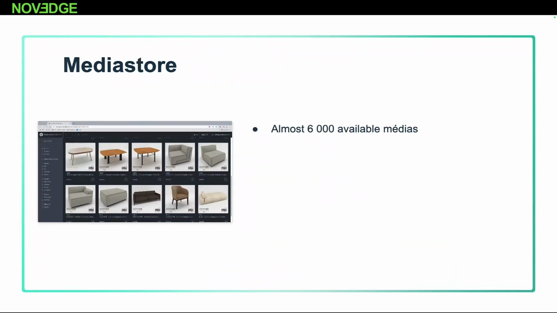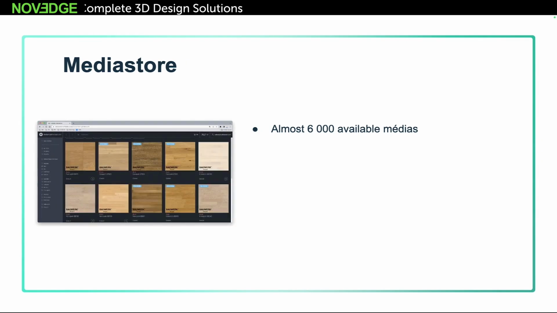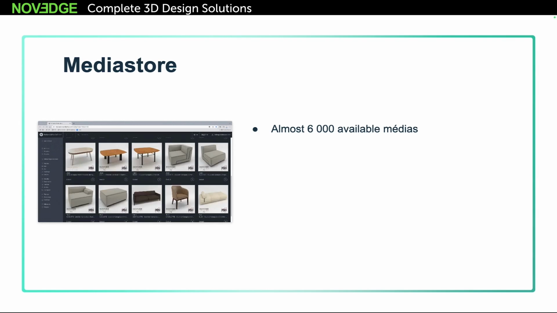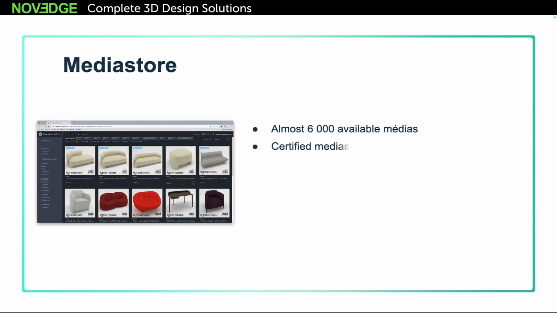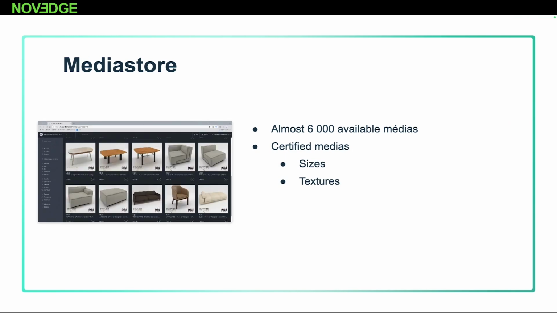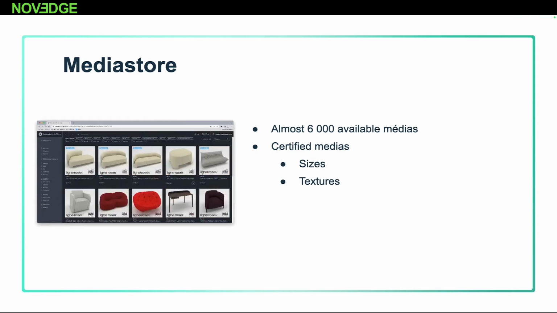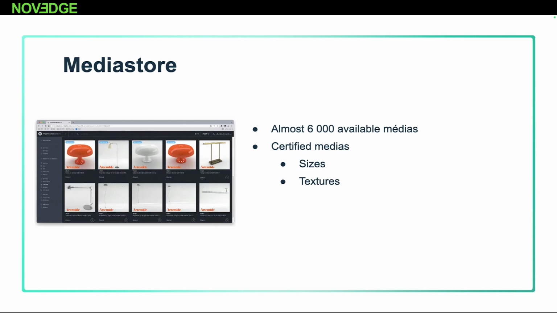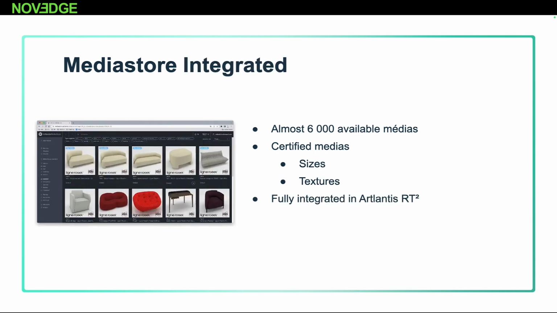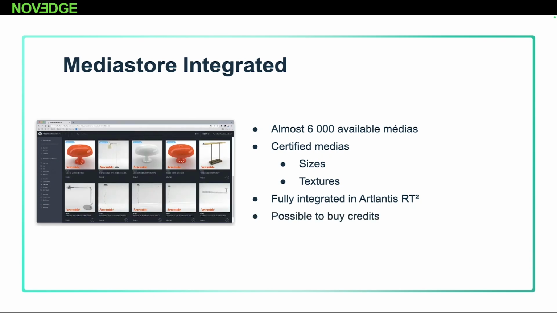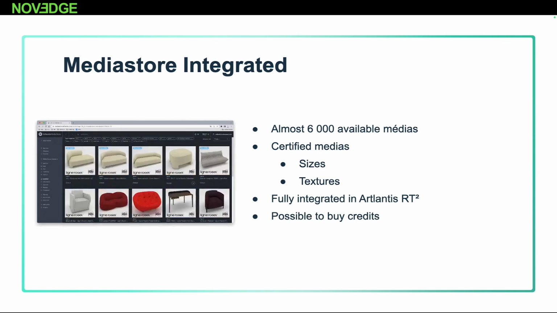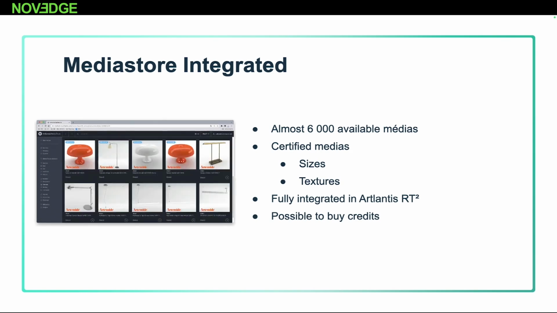In Artlantis, you have the Media Store. You have 6,000 medias. All medias are certified by us by their size, by their texture. And of course, Artlantis Media Store is fully integrated in Artlantis RT². And you can buy some credits if you want to buy, for instance, 3D objects such as trees, cars, or people.